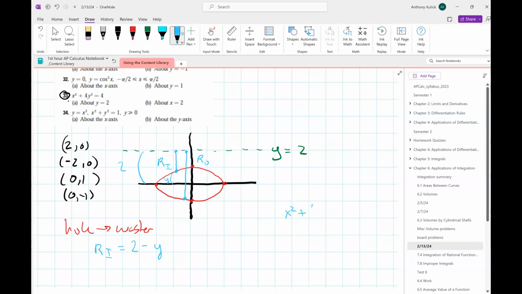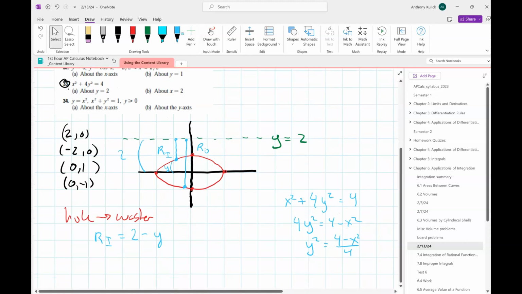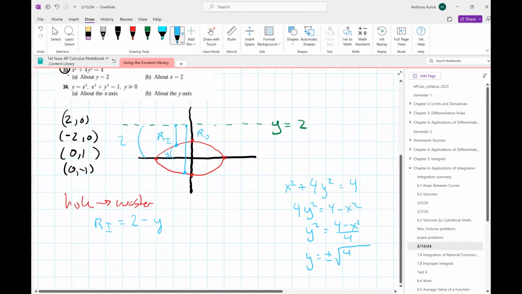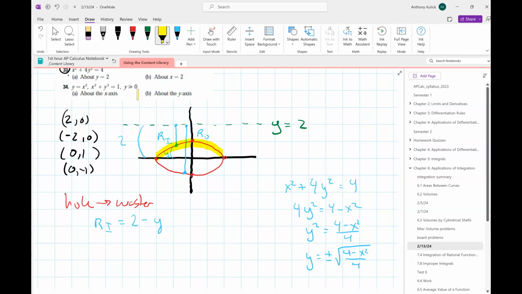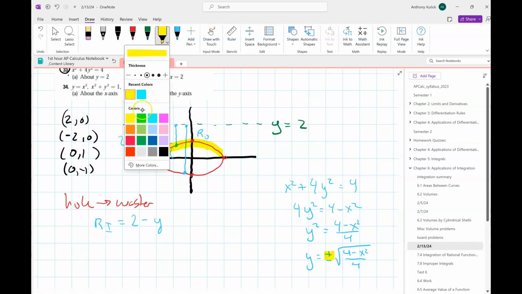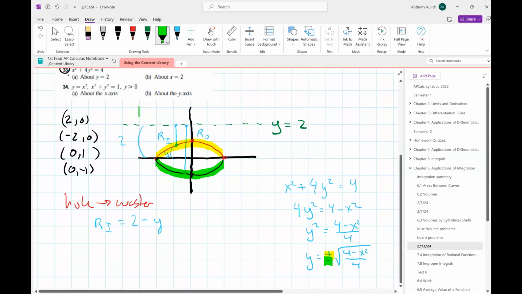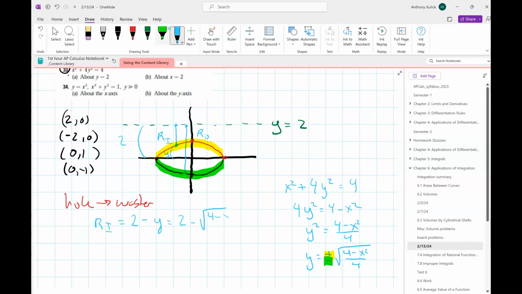So I subtract the x squared, excuse me. Divide both sides by 4. And then we square root both sides, right? We get this plus or minus. But which piece do I really want? Do I want the plus part or the minus part? The plus. Very good. Why? Because the plus part is the top half, and the minus part is going to be the bottom half, right? So this should be 2 minus square root of (4 minus x squared over 4). Everybody feel okay there?